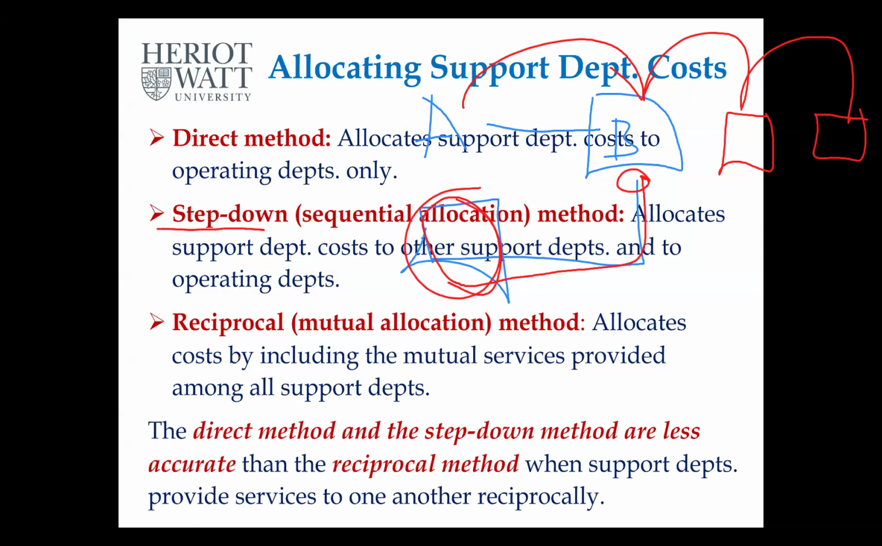But under the step down method, listen to the way it goes. If A shares to B, then when it comes to the time where B has to share, B will not share to A. Why not? Because A had already shared its share, and it's a supporting department, so you can't do that. B will just, even if it received something from A, share to C and to D. Did you get that? Yes, sir.